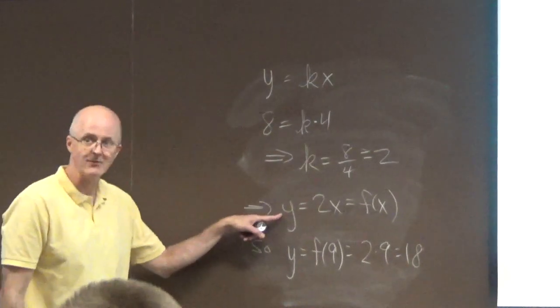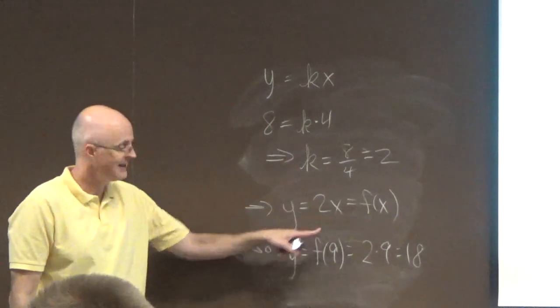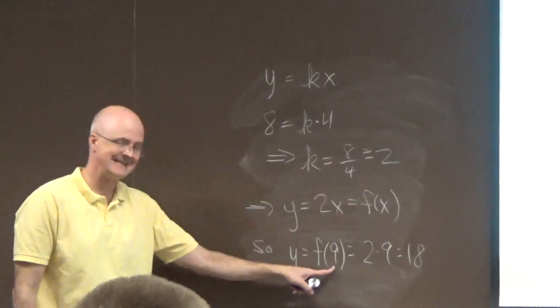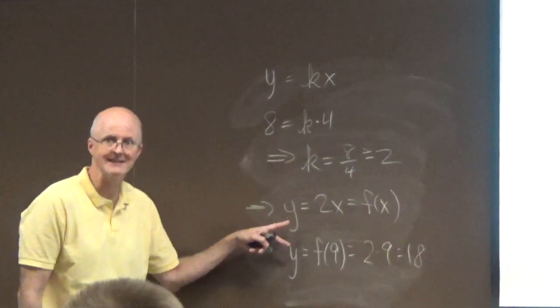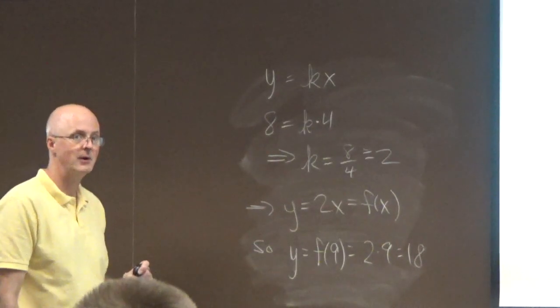Here I'm talking about a general y for an arbitrary x. Here I'm talking about a specific y when x is 9. So technically these y's are inconsistent with symbols, but you're okay with that?